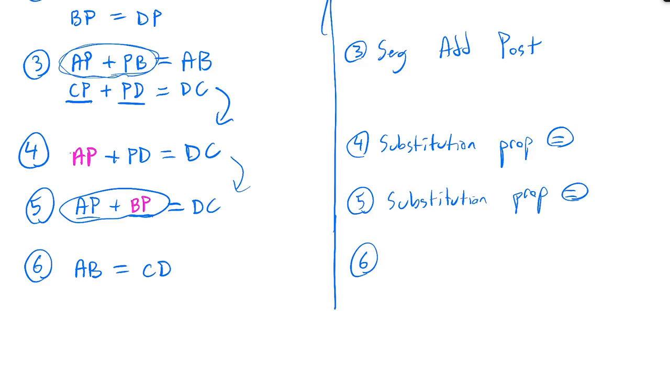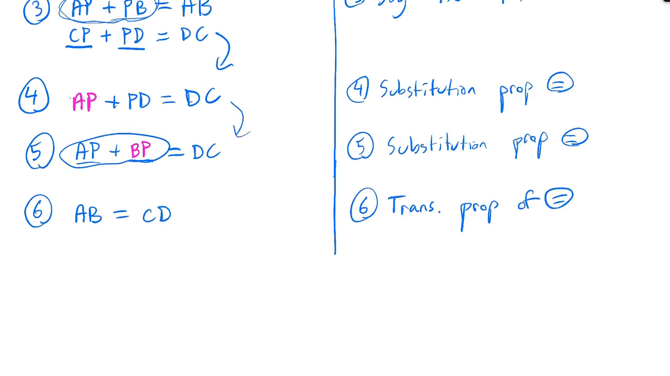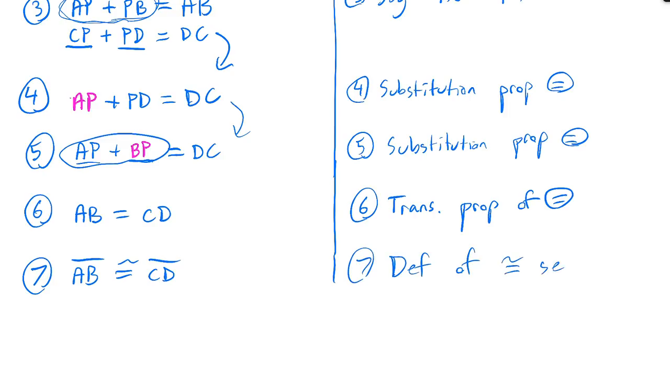And then 6, the last one, you could say substitution because we're in algebra, but more precisely, we did the transitive property, right? AB and CD were equal to the same thing. So that was the transitive property of equality. Again, you could absolutely say substitution there. And then 7 is, now that we know those two segments' lengths are the same, that means the segments are congruent to one another. And that's because of the definition of congruent segments. Okay, so next we're going to do essentially the same proof, but with subtraction.